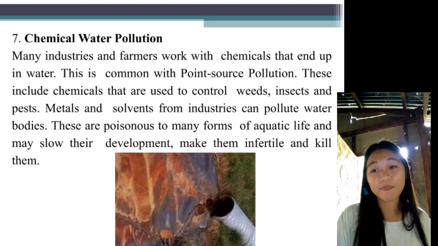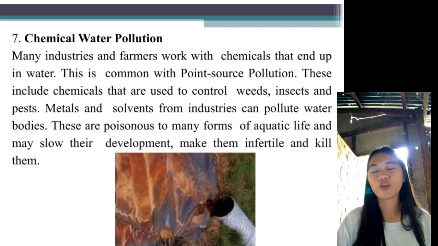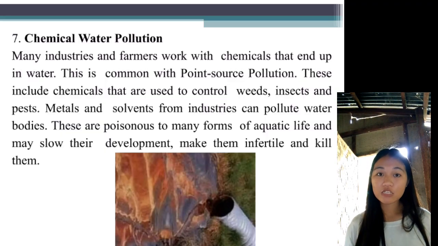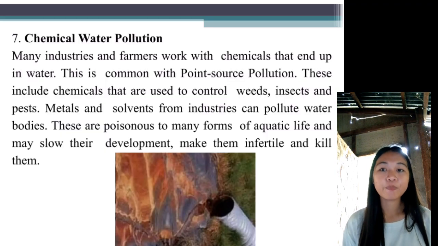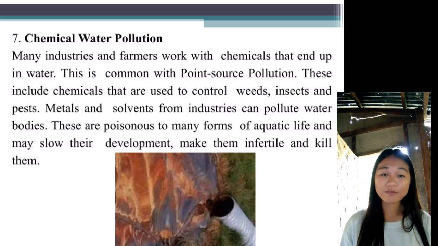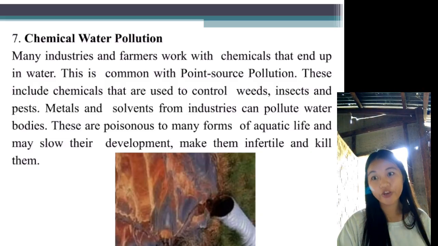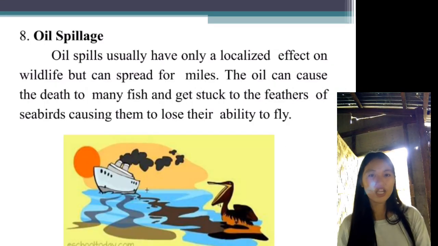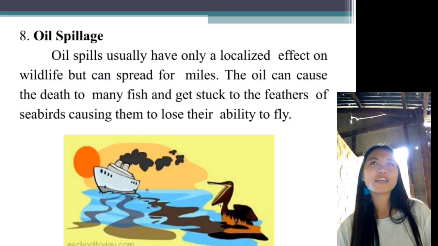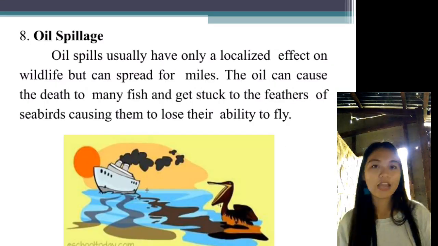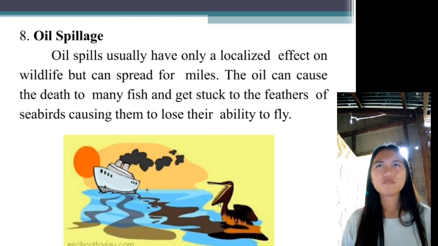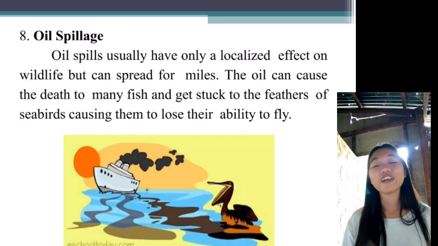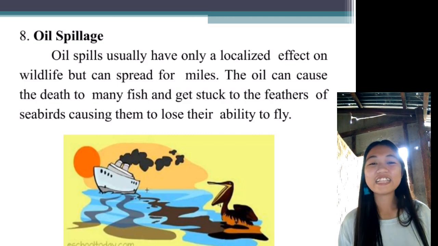So that is chemical water pollution. The water is filled with chemicals, which unfortunately have a big impact on the living organisms in the oceans and aquatic life. Next is oil spillage. I think we are familiar with this because of the reports about it. Before, I thought it wasn't a big deal, but I learned that it's really not good.